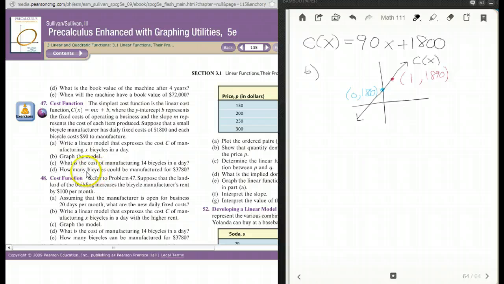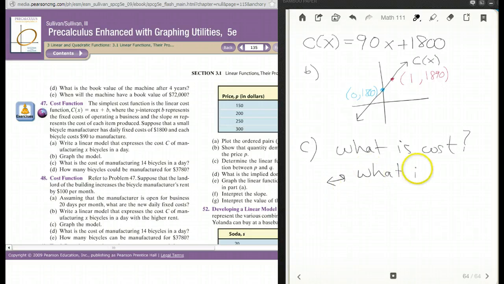Okay, great. So now in part C, it says to actually use this function. It says, what is the cost of manufacturing 14 bicycles in a day? Well, what have they asked us for? What is the cost? Okay, they're asking for an output, right? What is cost is equivalent to saying, what is the output of C of x? But now they're saying when a certain thing happens, right? When we're manufacturing 14 bicycles a day. So what is C of x when x is 14, right?